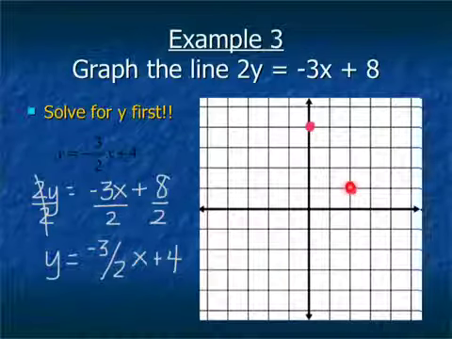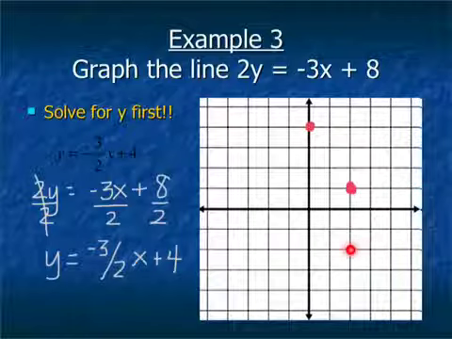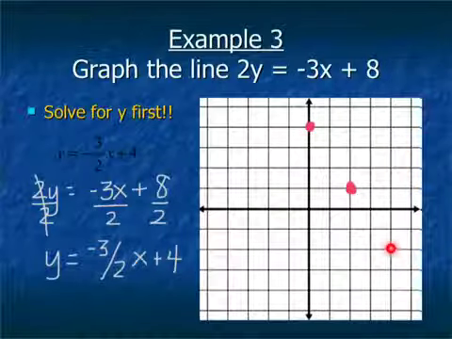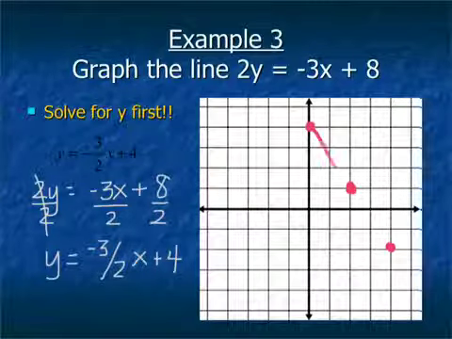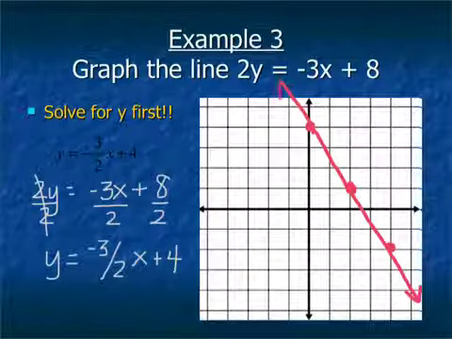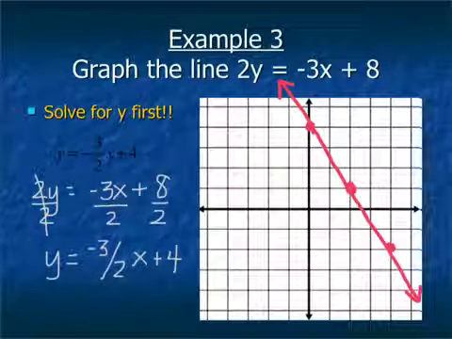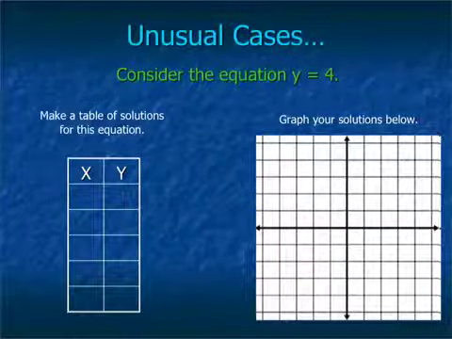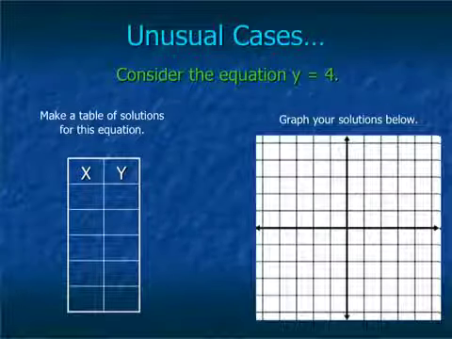Again, I could go down 1, 2, 3, and to the right 1, 2, and that's where my next point would go. And then let's connect those dots. Okay, all right. These ones are sort of weird.